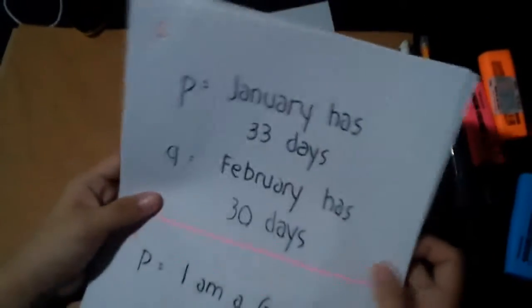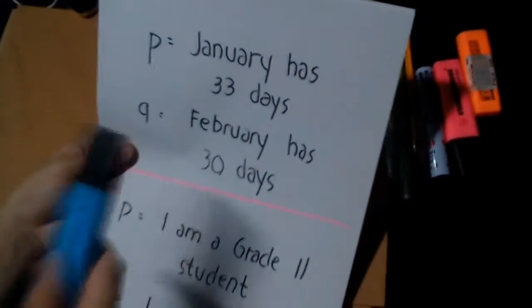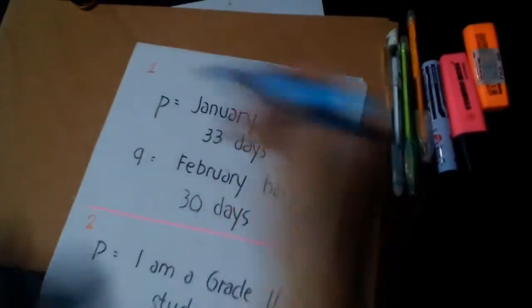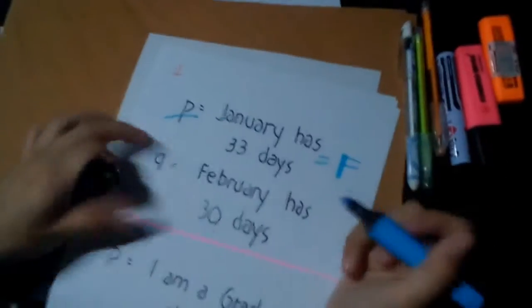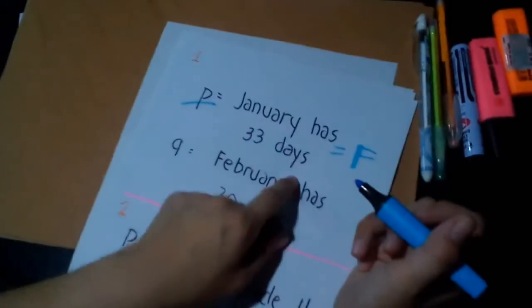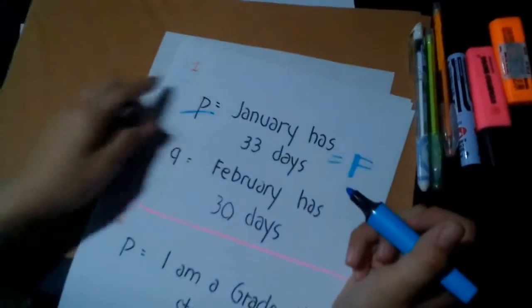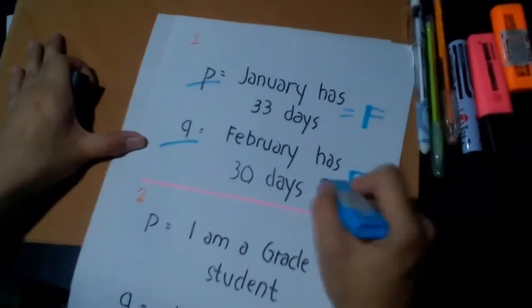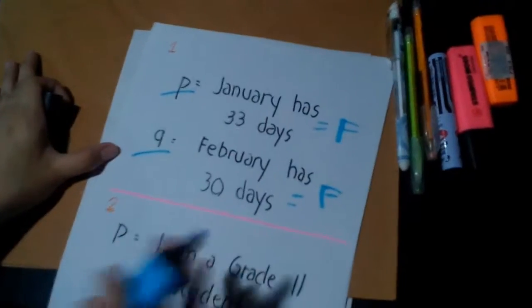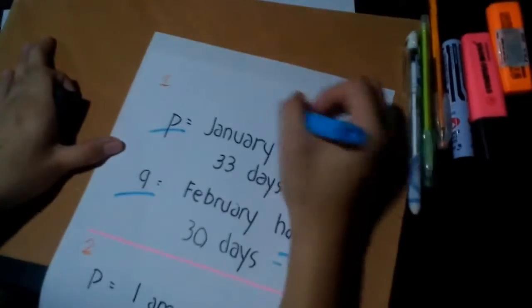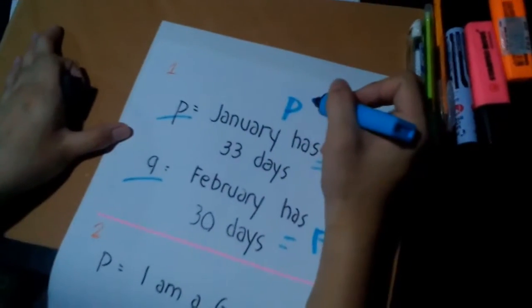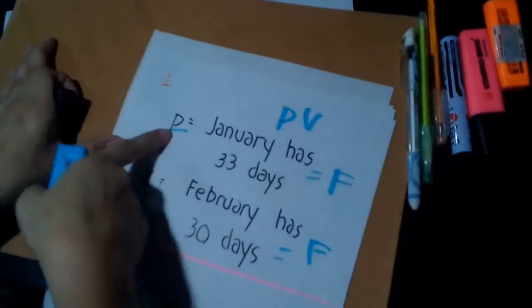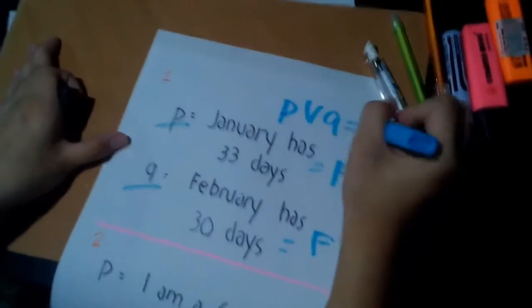So for you to understand it more, let me give you an example. Our first example, let P be "January has 33 days" and Q be "February has 30 days." Our P here is false, since January has 33 days is not true. We know that January has only 30 to 31 days in a year. And our Q is also false, since February only has 28 or 29 days in a year. So this statement, P or Q, is false.